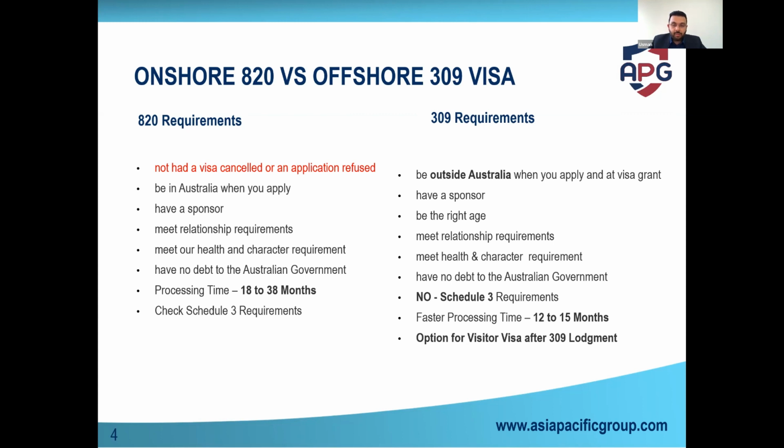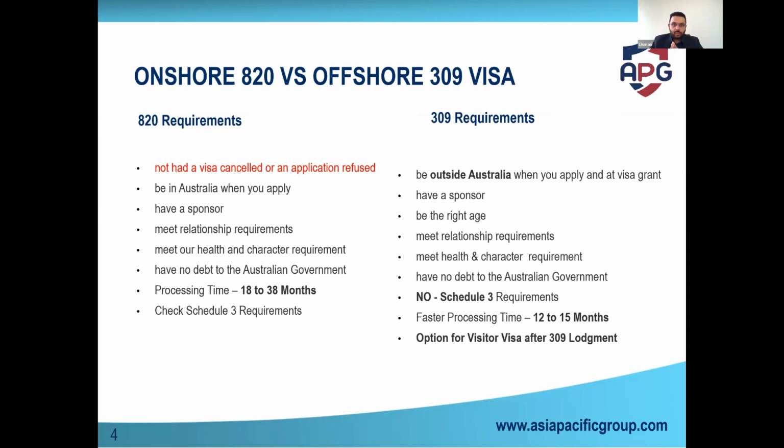The processing time can range from 18 months to 38 months, but in some cases we've even seen people getting a visa in 5 to 6 months as well. So that's also a possibility. And then we have to also check the Schedule 3 criteria, because when you're onshore, it always matters whether you are illegal or you're legal. If you're legal, then which visa are you on, whether you're on a bridging visa or you're on a substantive visa. So that's something you have to discuss.